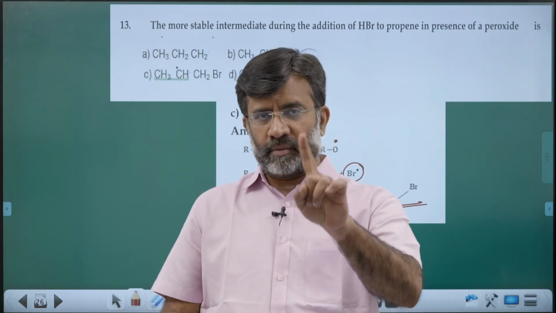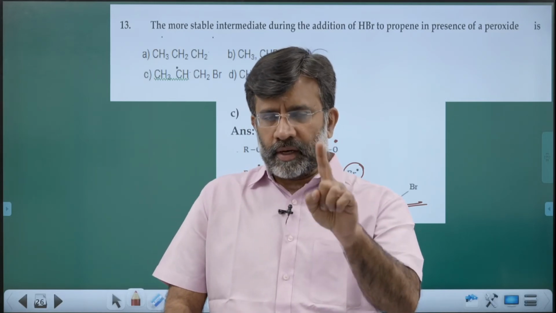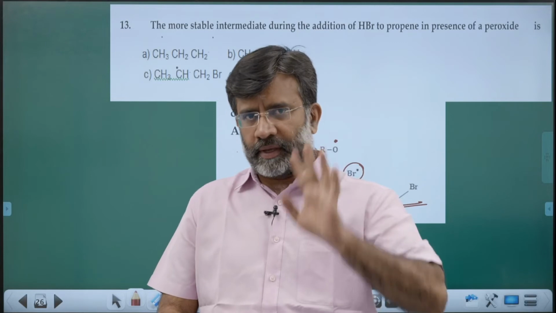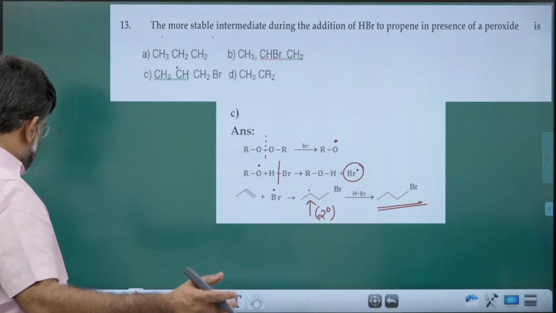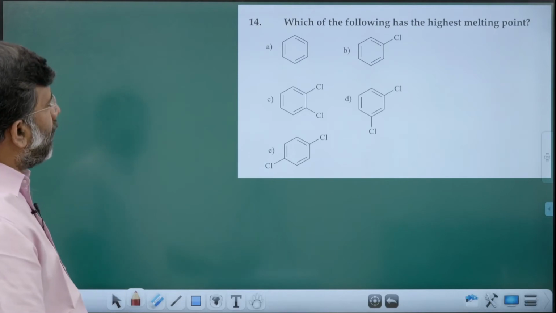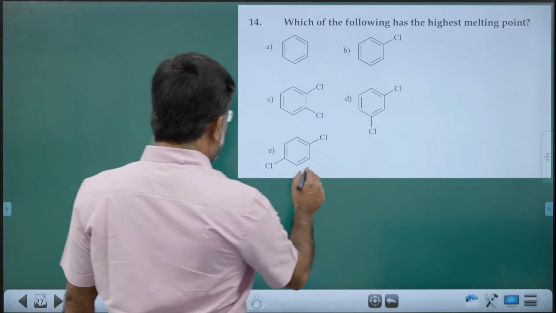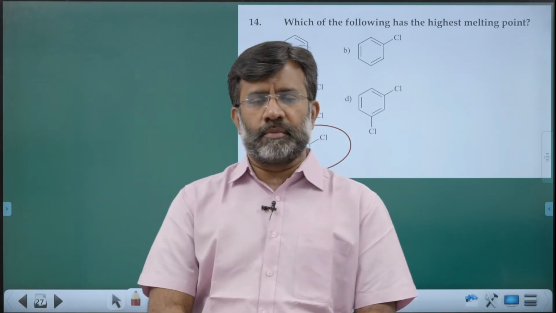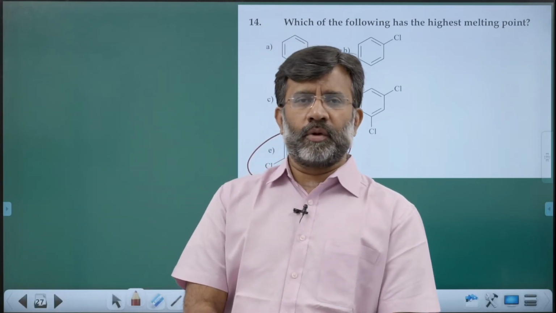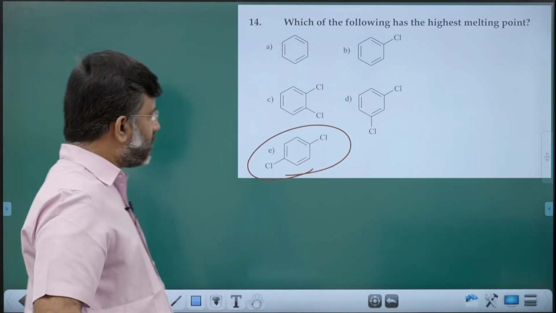Remember, it is applicable only for HBr. Anti-Markovnikov addition is applicable only for HBr because of the bond characteristics of HBr compared to others. Next, highest melting point. Para-dichlorobenzene has the highest melting point, because of the molecular closeness and symmetry. Refer to the textbook. Next.